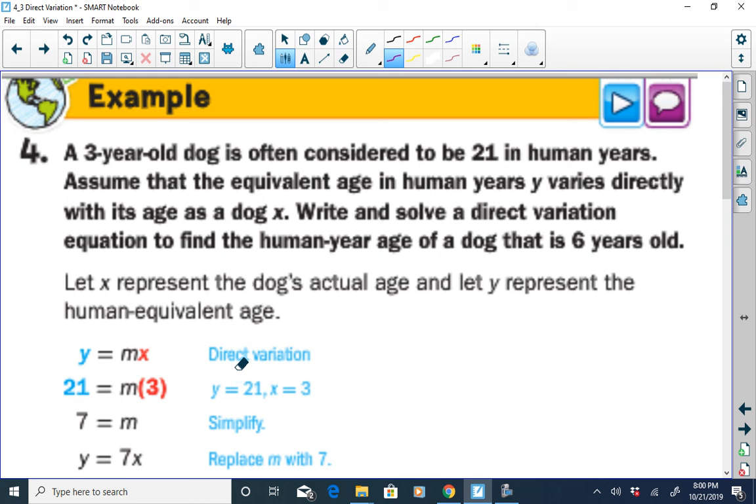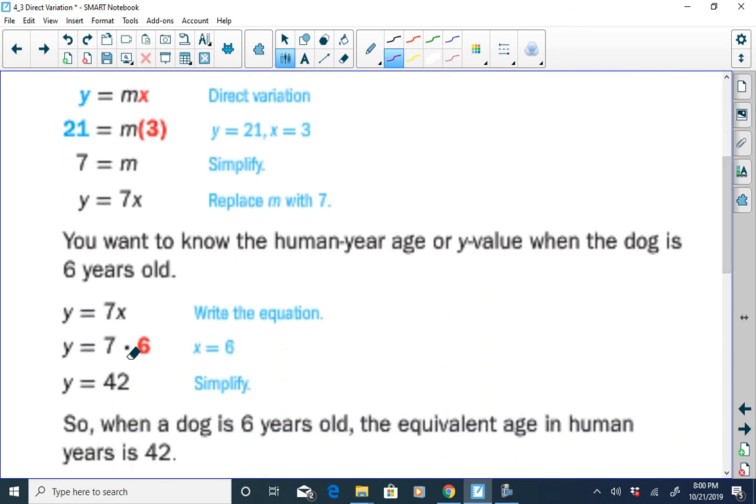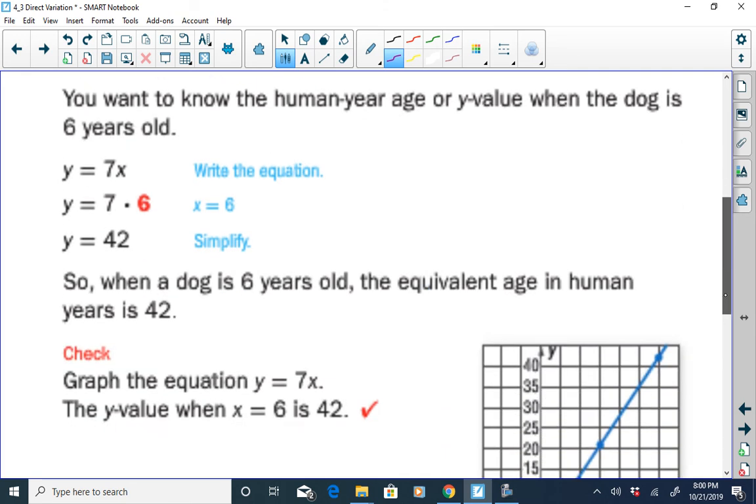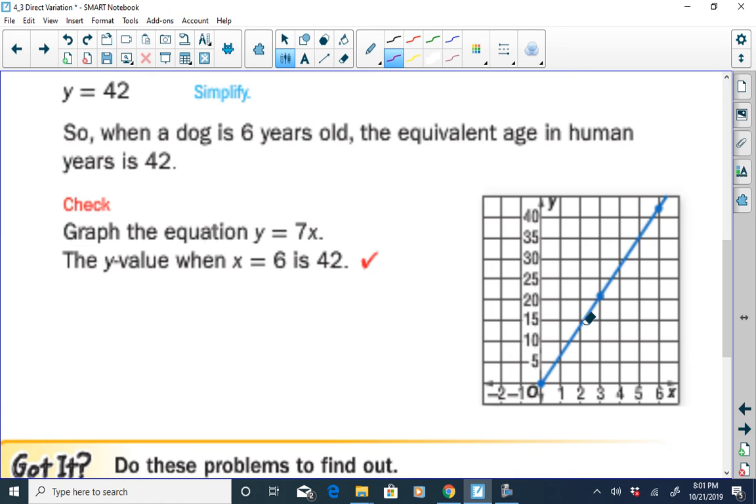First, we start with the direct variation equation. Your y value, 21, varies directly with your x value of 3. You solve that equation for the slope, and we get a slope of 7. Once we have our equation, y is equal to 7 times x. Going to replace x with 6, multiply 7 times 6, and we get 42. Which means when a dog is 6 years old, the equivalent age in human years is going to be 42. And that's what this would look like graphically.